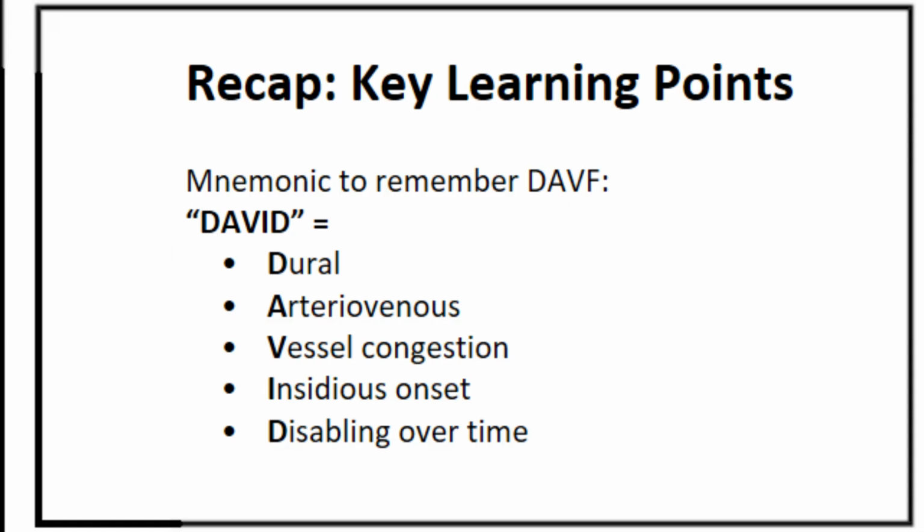This has been a very long one, and here are some key learning points and some mnemonics to stick it in. To remember DAVF, that is dural arteriovenous fistula, the mnemonic is DAVID. Dural arteriovenous congestion is insidious in onset and disabling over time. If you see a middle-aged man with gradual myelopathy, a T2 or STIR bright cord, and flow voids on MRI, think DAVF and order a spinal angiogram.